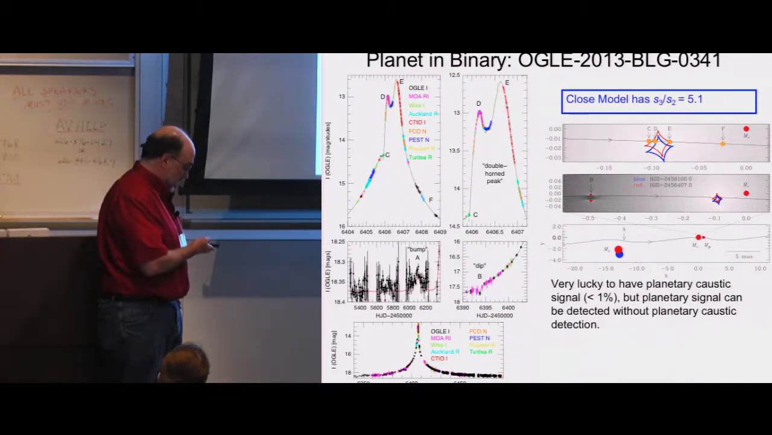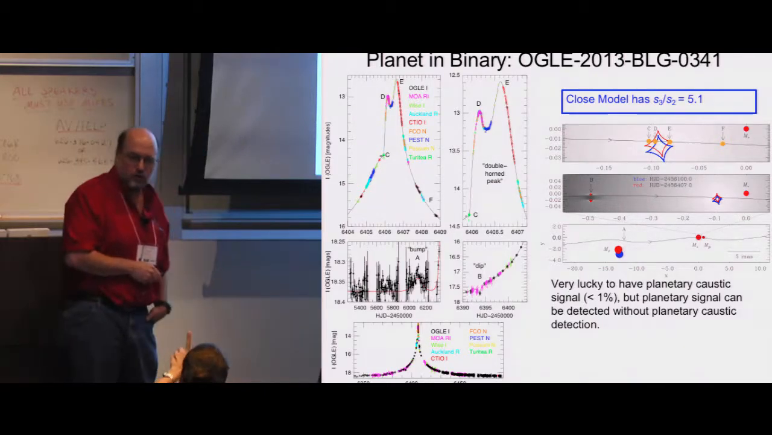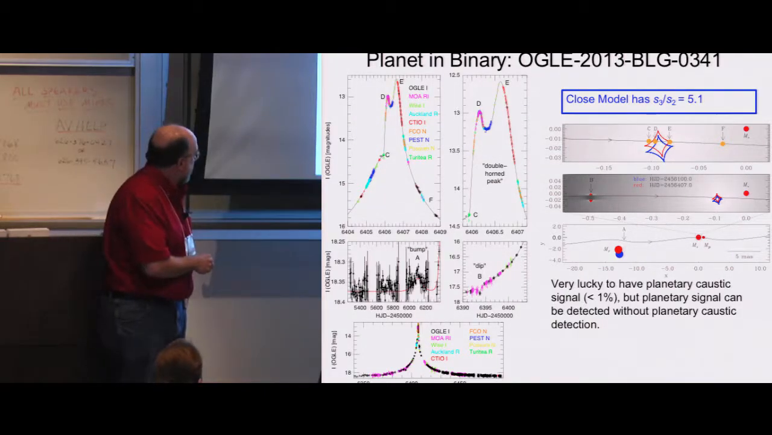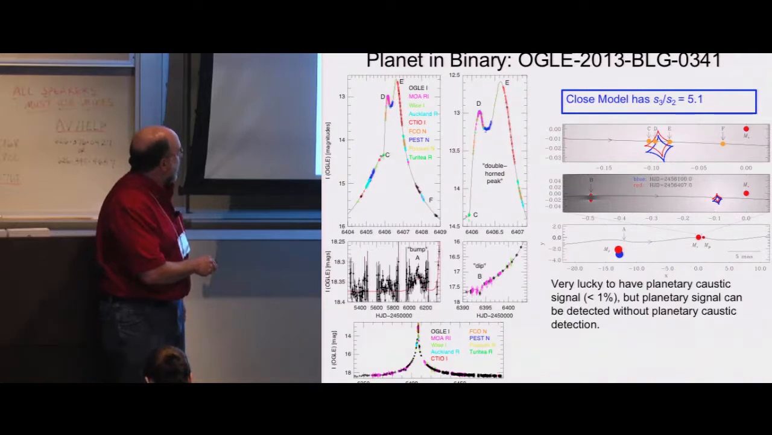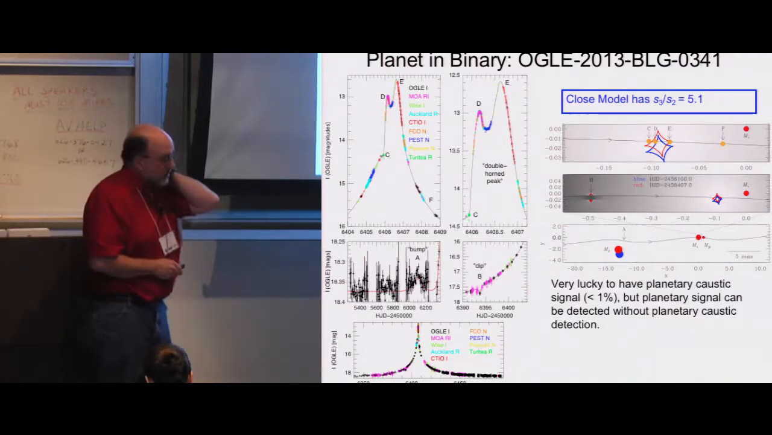All right, finally, we have this one, which suggests that there's other events that are being missed. So this one is a planet in a binary system published by Gould et al. And so you see there's this dip in the light curve. And this was seen both in MOA and OGLE on the rise. So this was pretty clearly a planetary signal. So we had an event that was heading for high magnification after we already saw a planetary signal.